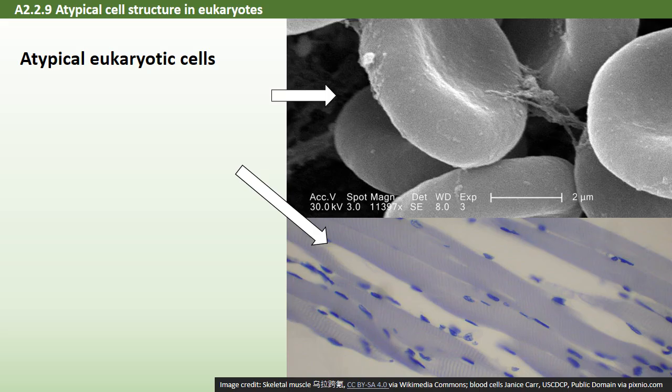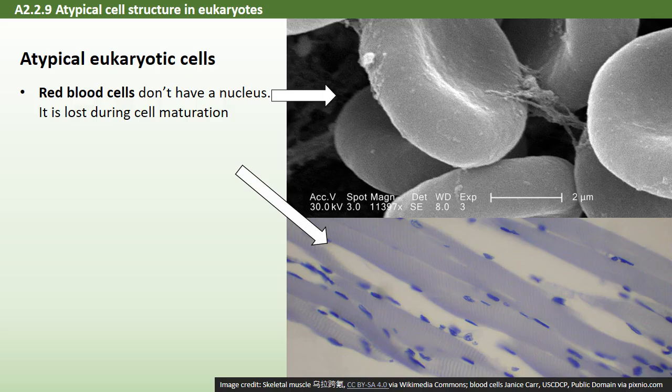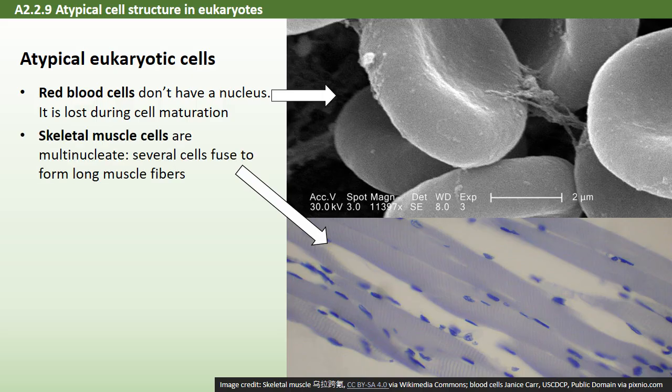You know that eukaryotic cells have a nucleus, but red blood cells don't. They lose it during cell maturation. Skeletal muscle cells are also atypical because they are multinucleate. They have several nuclei. That's because several cells fuse to form long muscle fibers.